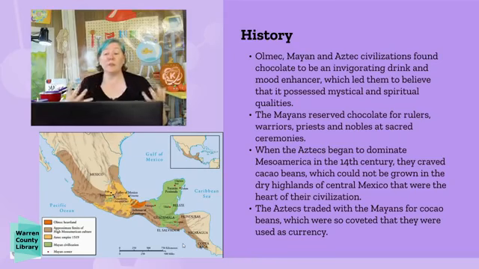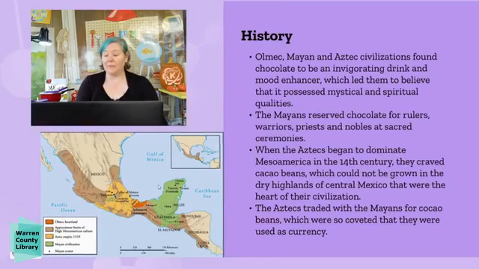So they reserved it pretty much for rulers, priests, nobles. It was used in ceremonies and sacred ceremonies. When the Aztecs started to dominate Mesoamerica in the 14th century, they really wanted the cacao beans, but they couldn't grow them in their area of central Mexico, which meant that they started trading with the Mayans for cacao beans. And in this way, they were actually used as a form of currency, a very early form of currency in early trade. They were that valuable and that highly prized.